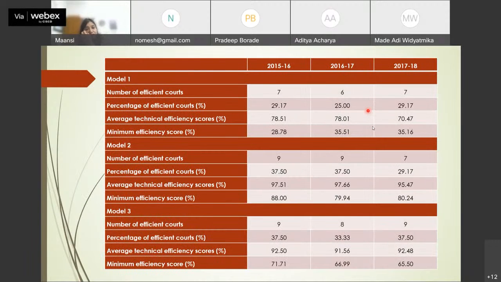Coming to the results of our models, we'll see from model 1, in which we did not consider the inflow of cases at all, there is relatively low efficiency. There are only 7 or 6 efficient courts. The average technical efficiencies are low, and the minimum efficiency scores are also quite low.